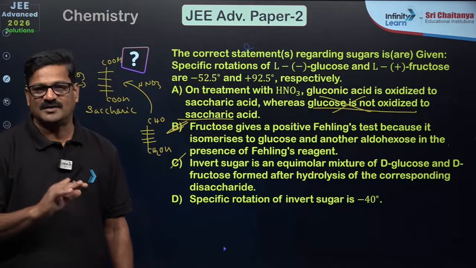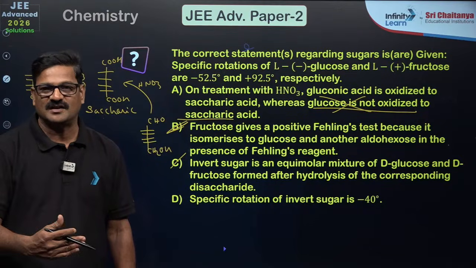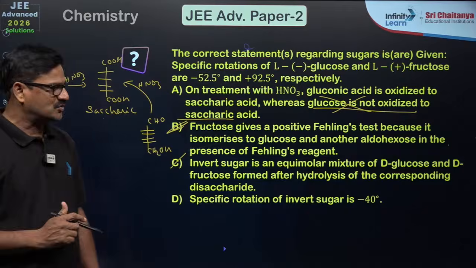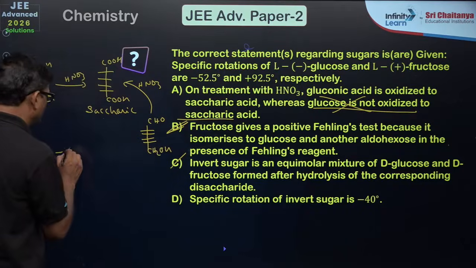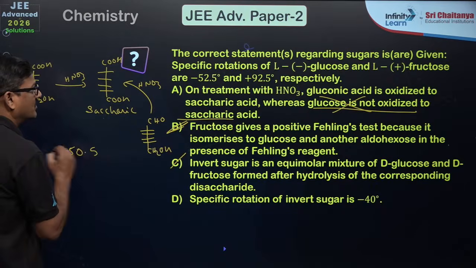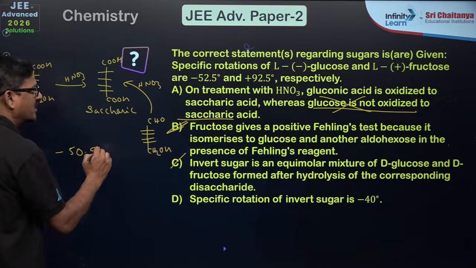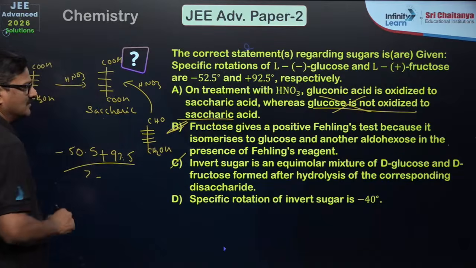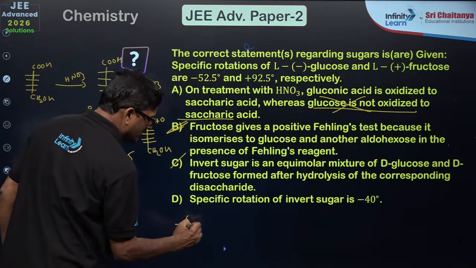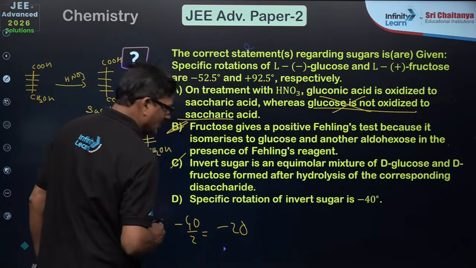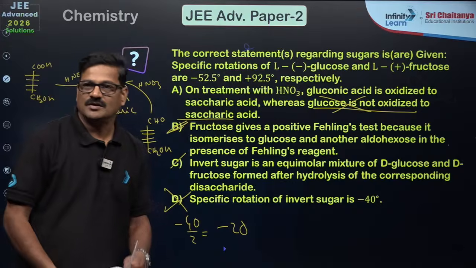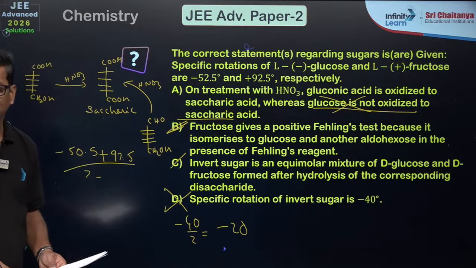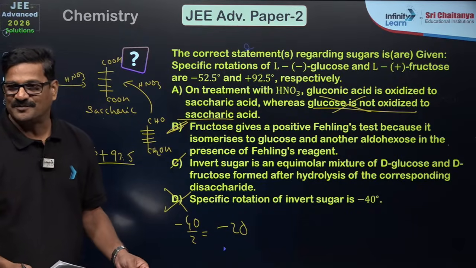The luckiest part is that the total advanced paper is within the boundaries of the NCERT content, but it is given with a large amount of applications. The specific rotation of invert sugar is minus 50.5 plus, taking magnitude, 92.5, by 2. It comes to be 40 by 2, so it is going to be 20, but it is given as 40, which is not correct. So you need to be more focused here. The question is very simple. Options B and C are the correct answers. If you have any doubts, please let us know.